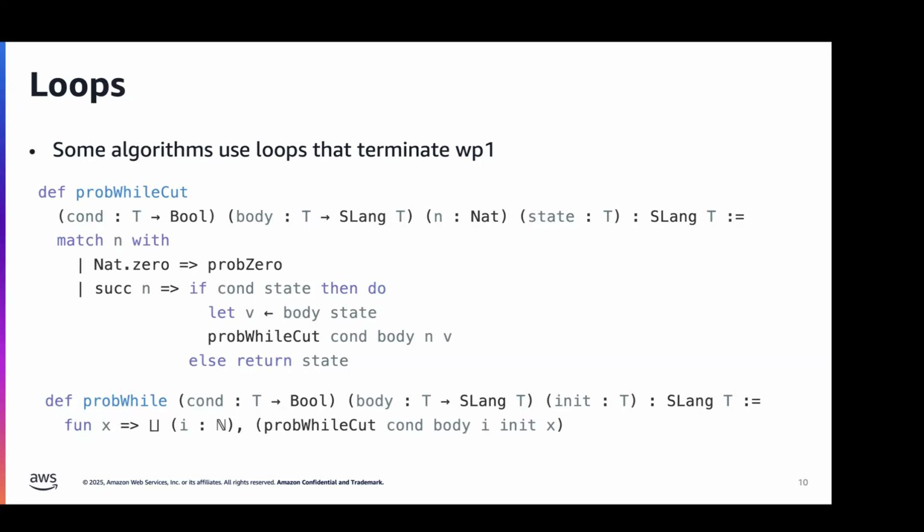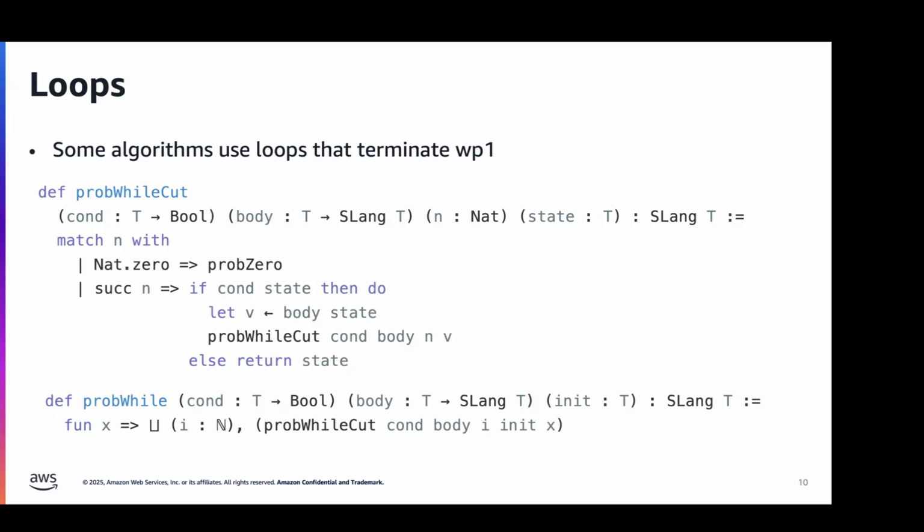What's more interesting are loops. Note that these algorithms, like the sampler for the discrete Gaussian, are full of loops that terminate with probability 1. So we can't use structural recursion to implement these algorithms. So the way we approach this is first we define a function prob while cut, which, if you have a condition, a body, and some state that is being passed by this loop, is going to unfold the loop n times. So it's defined simply as we look at n. If n is 0, then we run out of iterations to do. We return the mass function 0.